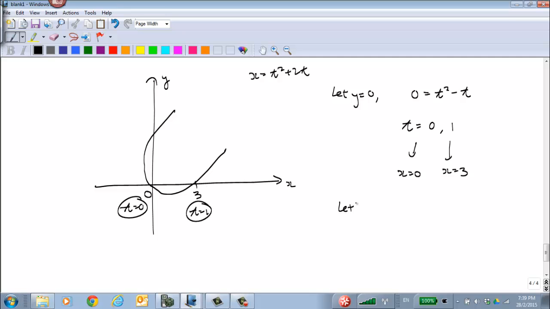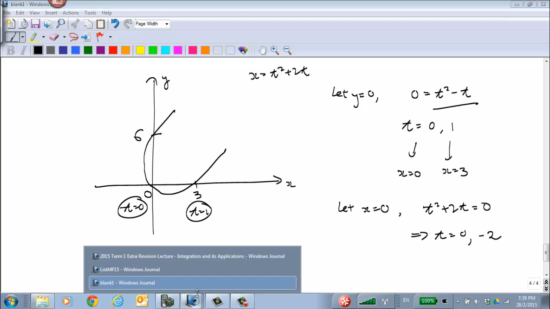Then for the y-intercept, you will let x equals 0. So t squared plus 2t equals 0. This will imply that t is 0 and minus 2. So t again sub in 0 gives x equals 0. When you sub in minus 2 into your y, which is this one, it will be 6. So this will be done.